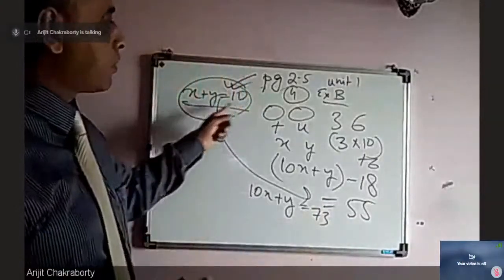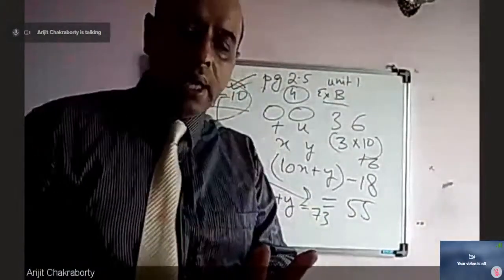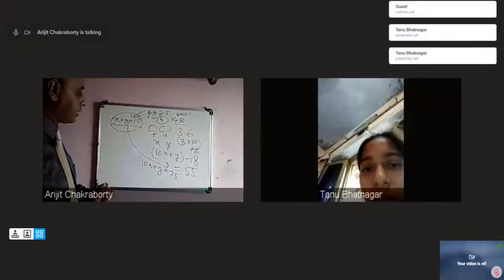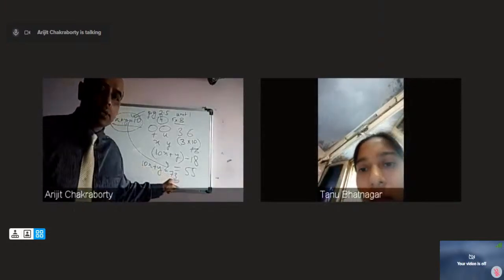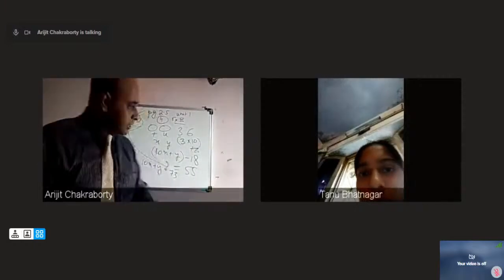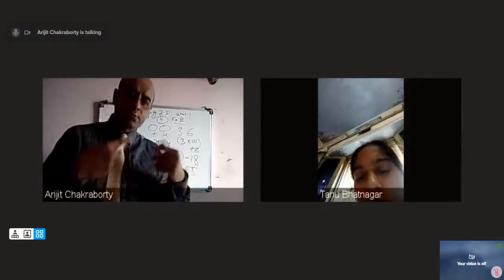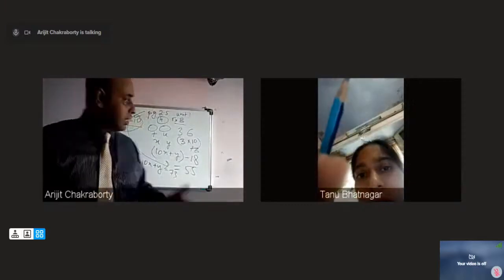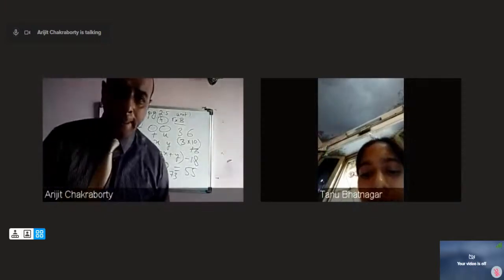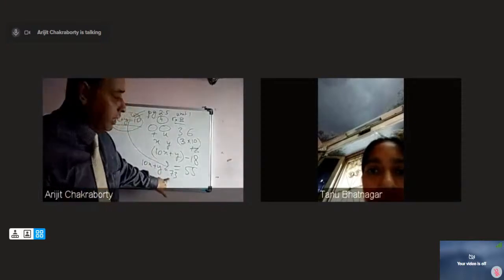And we know that x plus y equal to 10. So we have two unknowns, x and y, and now we have two equations, x plus y equal to 10, and 10x plus y equal to 73. Right? Many of you are asking, sir, can you also explain simultaneous equations once more? So now we have two simultaneous equations. We have x plus y equal to 10, and 10x plus y equal to 73. And I was explaining to you how we are getting this 73.